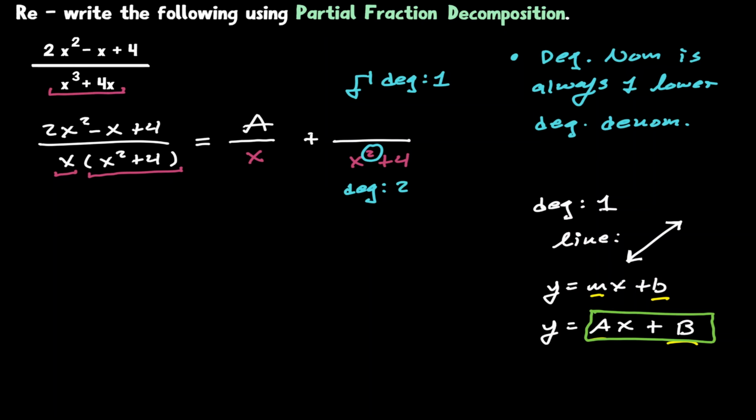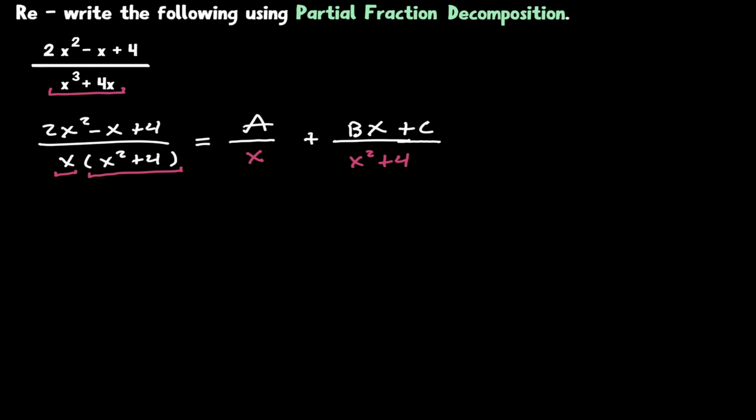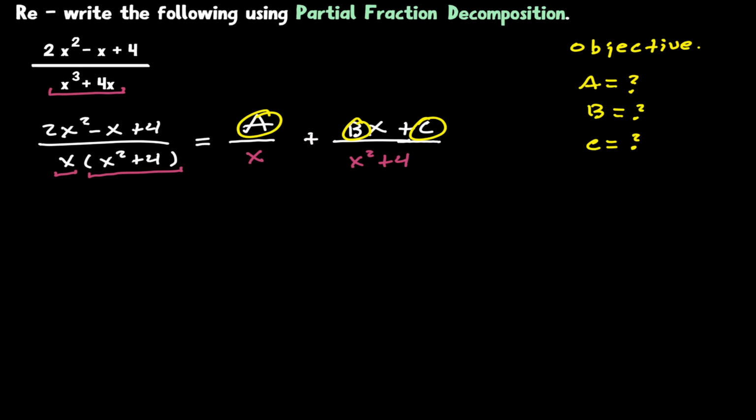But if I rewrite this expression as a placeholder of a linear expression in the numerator, we encounter a problem. And that is that we have already used A in the first fraction. But remember that they're just placeholders. I'm going to rewrite that linear expression as Bx plus C. So now we have a more defined objective. We need to find the values of those coefficients, A, B, and C. Because the moment that we do, we can precisely define the expressions that are needed in the numerator.